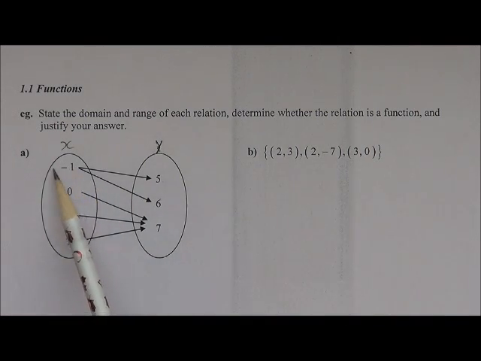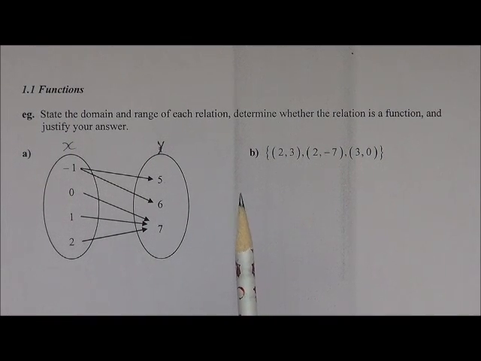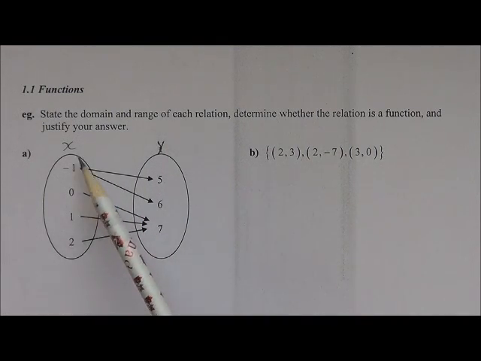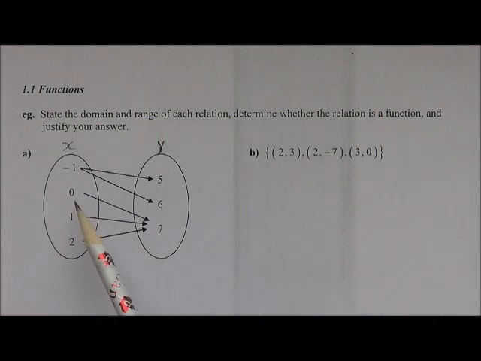Because this x value, -1, maps onto two y values, ultimately, if you were to simplify things, it would fail the vertical line test, which is basically a version of every x value can only map onto one y value. Here we've got 0, 1, and 2, they all map onto 7, which is fine, because each x value maps onto one y value. Okay, so this is not a function.